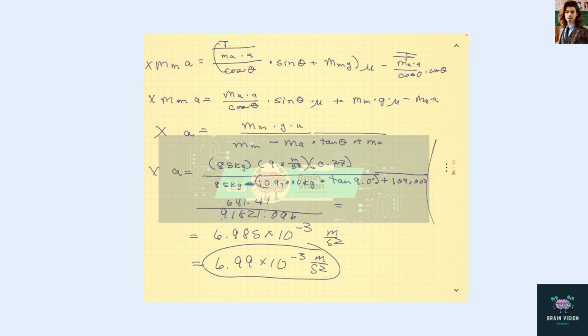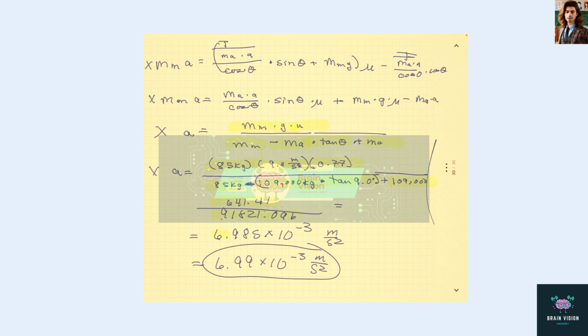Okay, so the mass of the man, whoops. What am I doing wrong here? There we go. The mass of the man is 85 kilograms. G is 9.8 meters per second squared, and the coefficient of friction. Divide that by the sum of 85 kilograms minus 109,000 kilograms for the airplane, times the tangent of theta, plus the mass of the airplane.